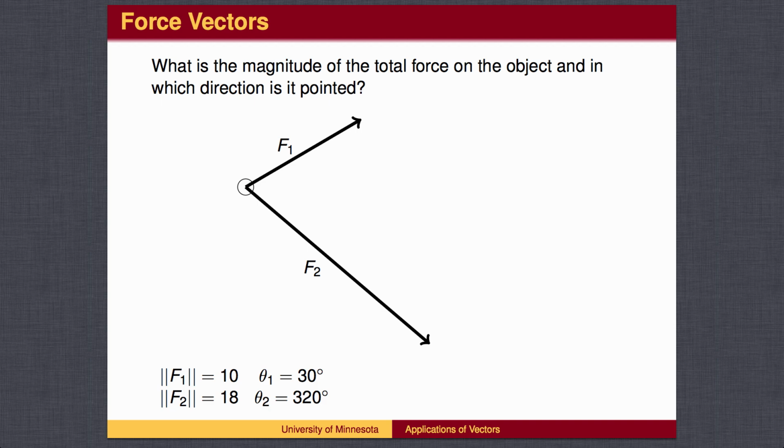One application of vectors is to add physical forces acting on an object. We are often given the forces in polar coordinates. In this example, force F1 is pushing with a strength of 10 newtons in a direction of 30 degrees, and force F2 is pushing with a strength of 18 newtons in a direction of 320 degrees.